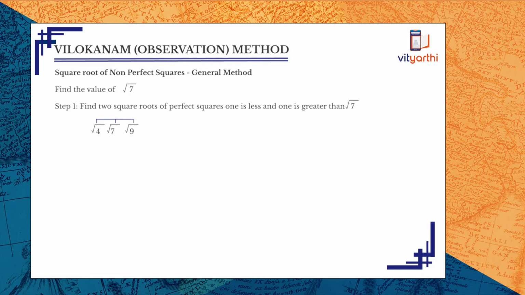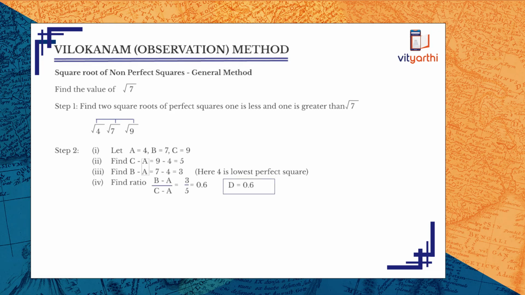In step 2, let a equal 4, b equal 7 and c equal 9. Find the ratio (b minus a) divided by (c minus a). It means 3 divided by 5, which is 0.6. Let d equal 0.6.